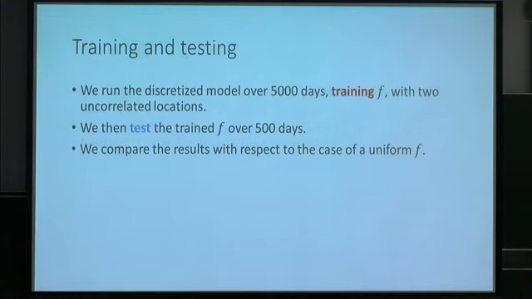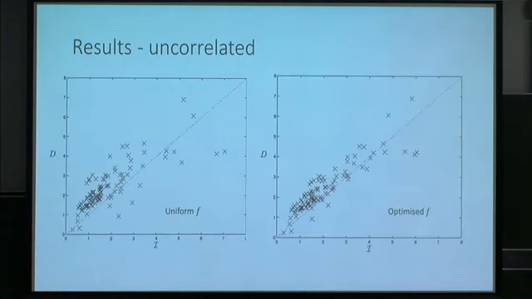So we've simulated the rain and run it through the hydraulic model for 500 days. First we've done it for uncorrelated locations, so in our model for rainfall simulation, the way rain falls at the two locations is uncorrelated, so we can have a completely dry day at one and a wet day at the other. By doing this, we've trained f on this synthetic data. Afterwards, we've run the rain simulation again, for only 500 days, and we've looked at the results.